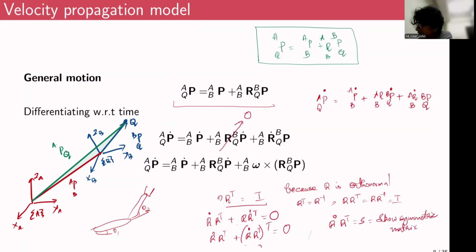All right. So now what is R dot? R dot would be S multiplied by R, right?